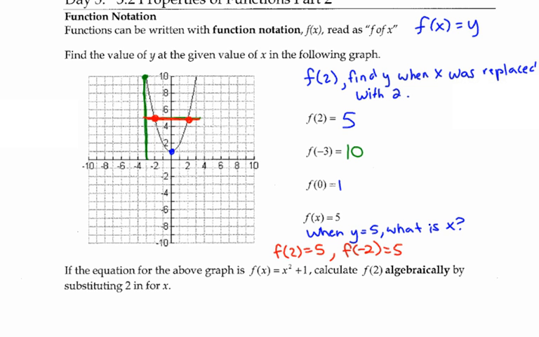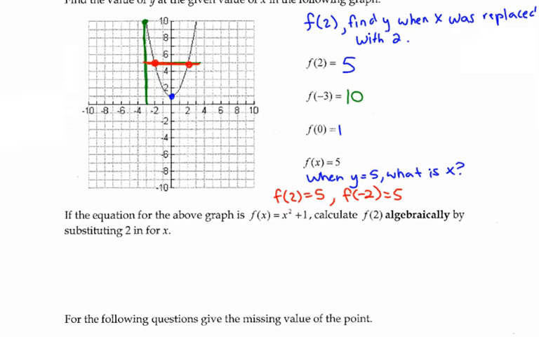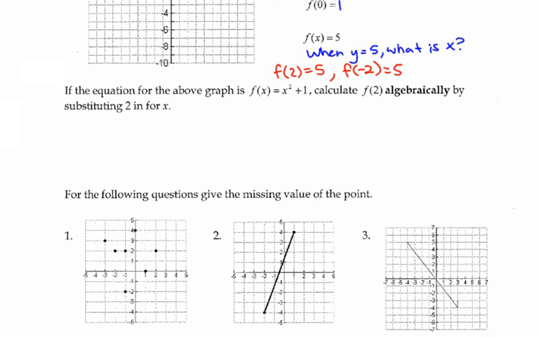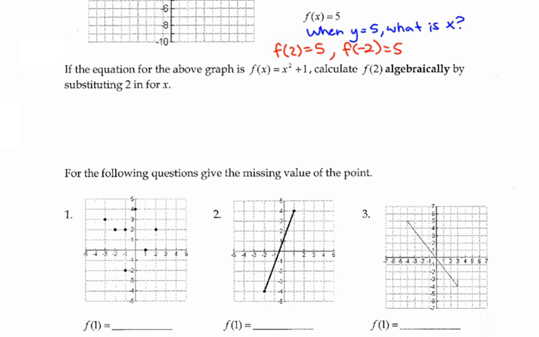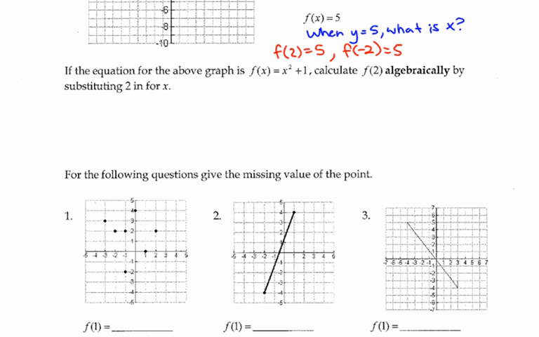Okay, so moving on. If they don't give you the graph, then we can solve for it algebraically, as long as they give you the equation. So if they give us that, they said, okay, the equation is f of x equals x squared plus 1. And they said, find f of 2. Remember, what that means is x is replaced with 2. So wherever I see an x, we're going to replace it with 2.